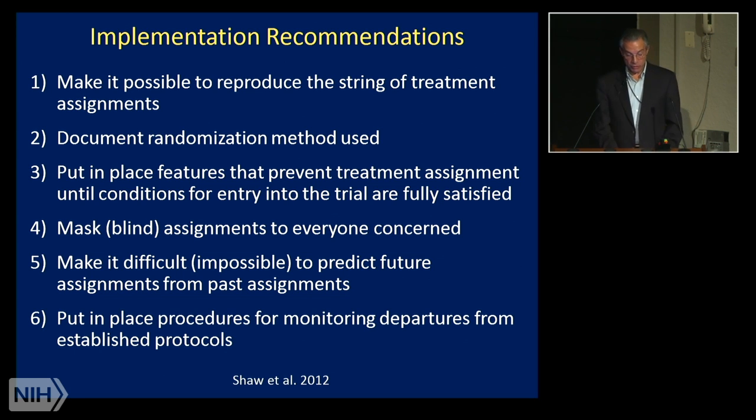Put in place procedures for monitoring departures from the established protocol. So you explain in the protocol exactly how you're going to do things, but reality is not perfect, and so things happen. And so you want to have a system by which you can document what happened, what went wrong, and what you did about it. And if you document things, you don't try to hide them, you're fine. I mean, people do understand that things can go wrong.